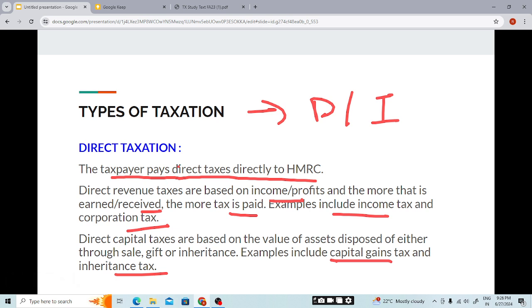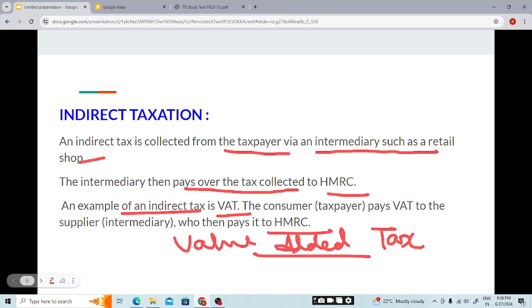Then we have to study the types of taxation: direct taxes and indirect taxes. Direct taxation means paying directly to the HMRC. Indirect taxes means we are paying to an intermediary like a retail shop, and then that retail shop pays to the HMRC. As the word suggests, indirect, some intermediary is there in between.